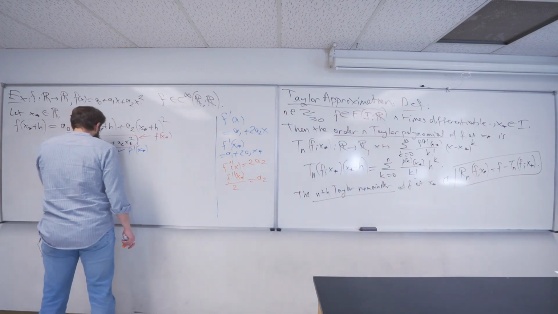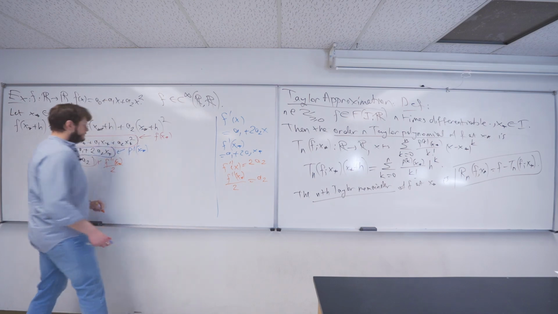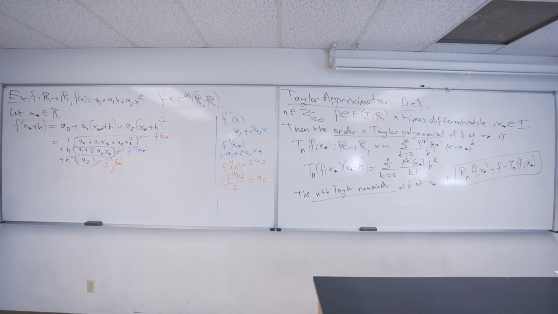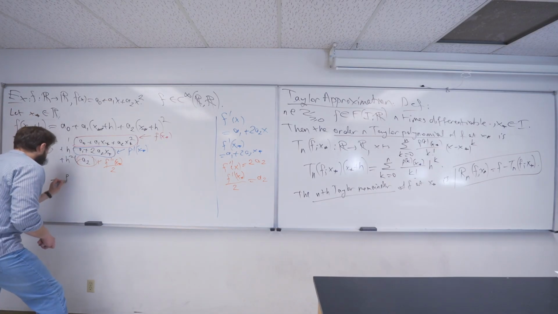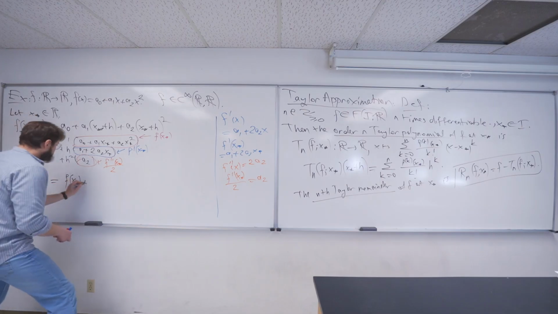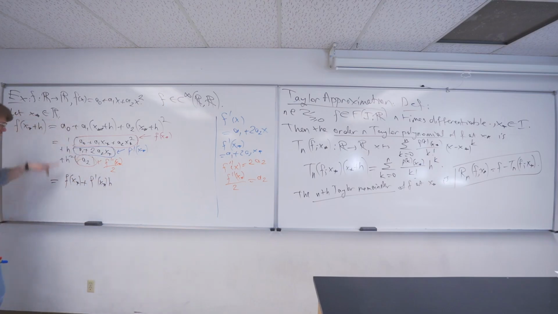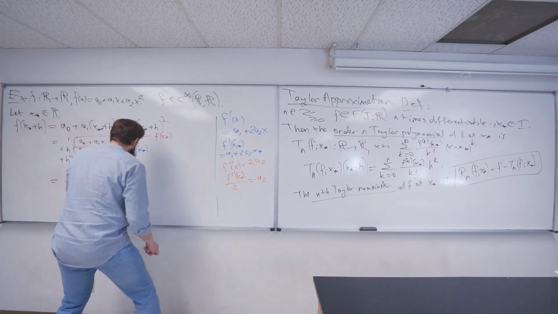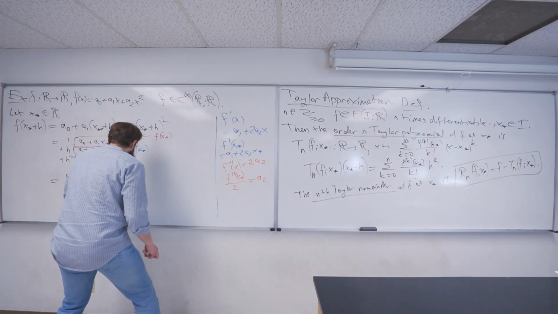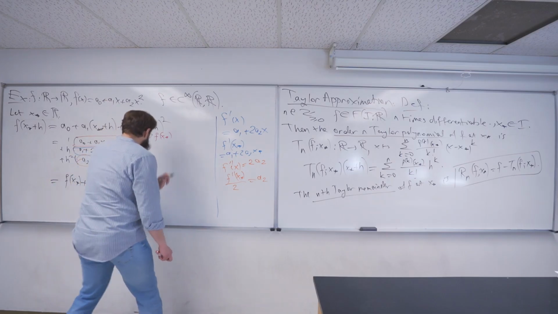I can say this. In other words, f of x star plus h is f of x star plus f prime of x star times h plus f double prime of x star divided by 2 times h squared.